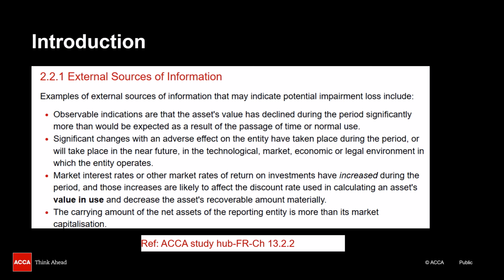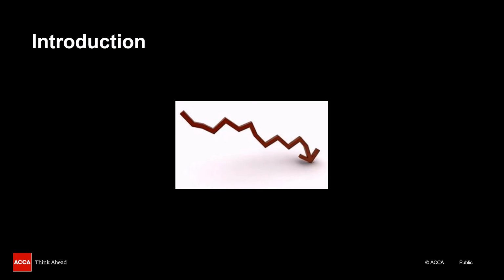Now, in order to establish at each reporting period whether there is any indication that an asset may be impaired, the standard mentions a list of both external and internal indicators of impairments that you should be familiar with. In essence, an impairment indicator is any evidence to suggest that the future economic benefits associated with that asset or CGU has declined. Let us make it real.